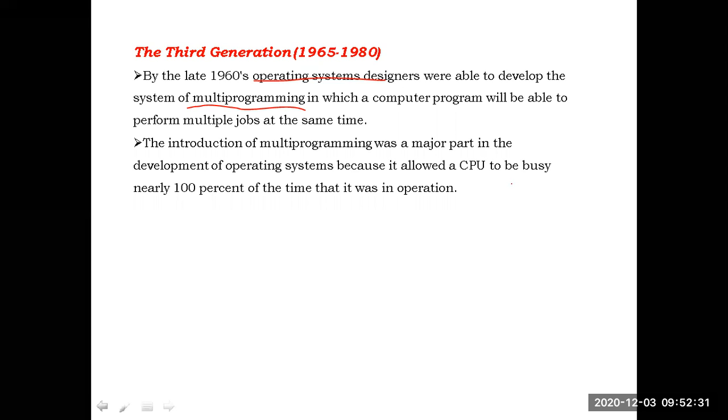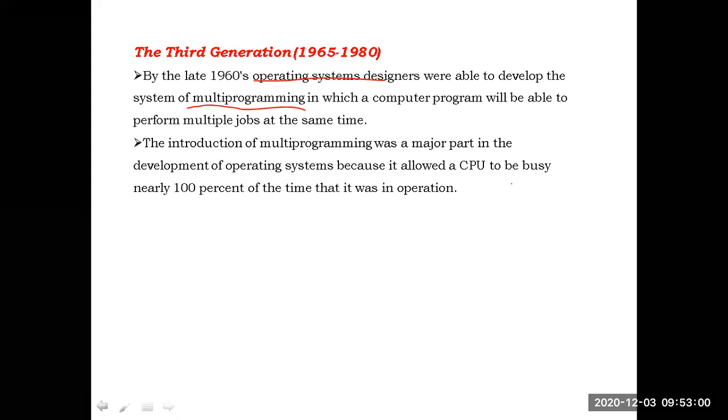The introduction of multi-programming was a major part in the development of operating systems because it allowed a CPU to be busy nearly 100% of the time that it was in operation. Because of this multi-programming, we are able to use the CPU 100%, efficiently using the Central Processing Unit, the CPU.